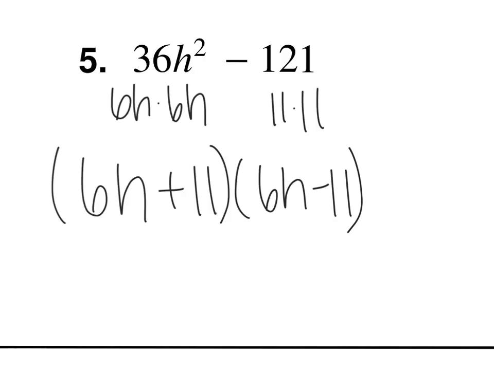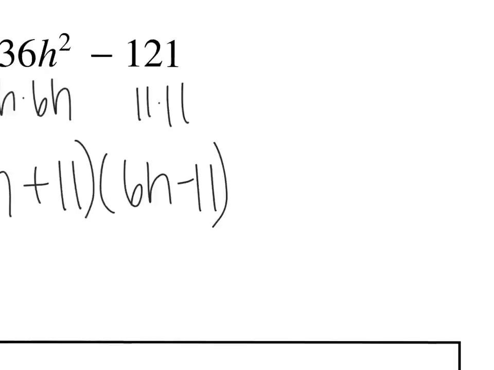So for problem 6, 36h squared was 6h times 6h. So notice I put a 6h in the first half of each parentheses. 121, that was a little hard to figure out, was 11 times 11. So that's where my two 11s came from. And notice one parentheses has a plus and one has a minus. So my answer was 6h plus 11 and 6h minus 11.